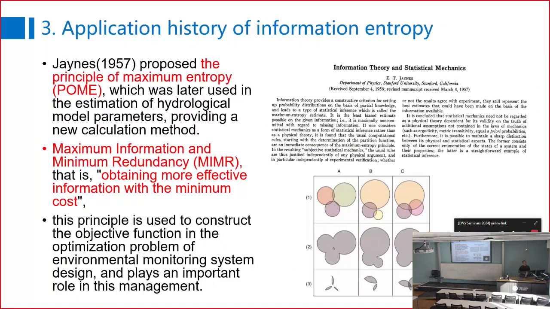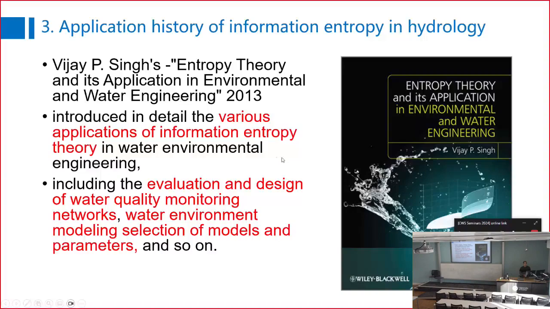Okay, more than 60 years ago there was the maximum entropy principle. It is largely used even in machine learning for training models. It was first proposed as early as 1957, and there has been a lot of study in hydrology. Jiping, the famous hydrology scientist, published a paper in 2013. He focused on stream flow, for example, and also designed water quality monitoring networks, and how to select the model and the parameters.